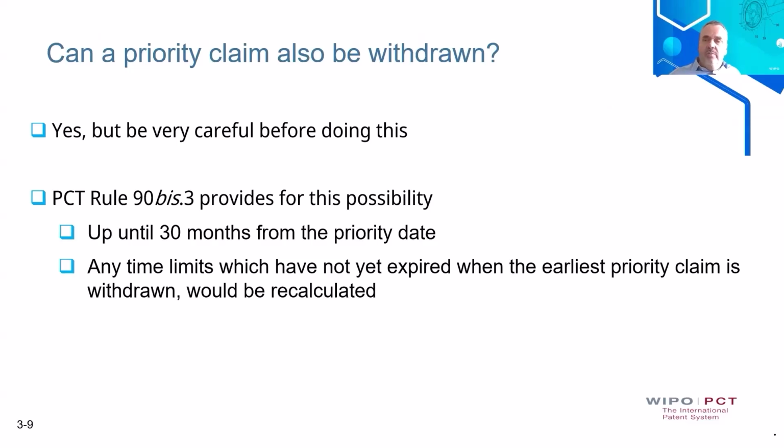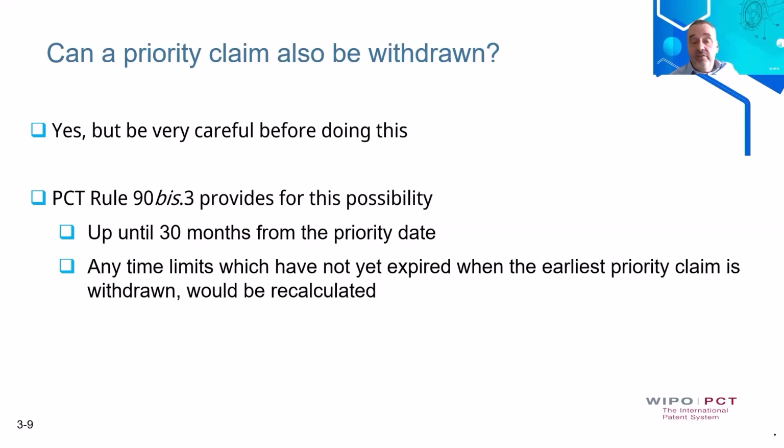Can you withdraw a priority claim? Well, maybe that begs the question, why on earth would you do that? And I would like to caution you before even thinking about withdrawing a priority claim that you really need to be very careful about that. If you withdraw a priority claim, then basically the protection that I talked about earlier, your protection against relevant prior art, will fall away with the priority claim that you have just withdrawn.